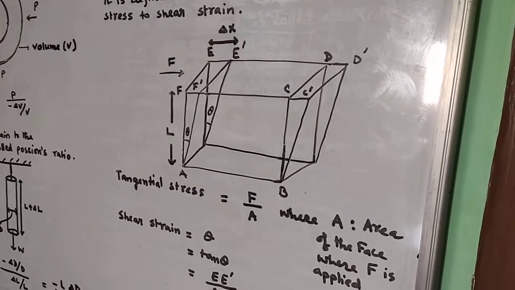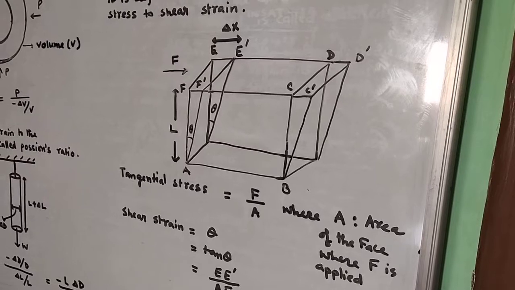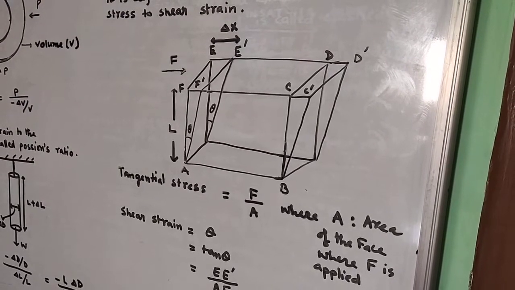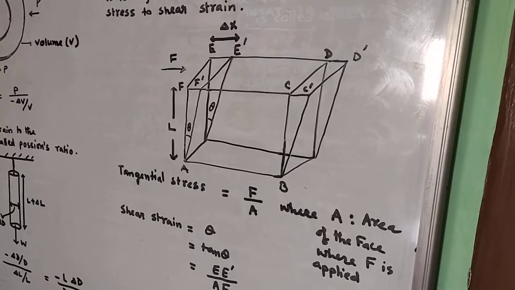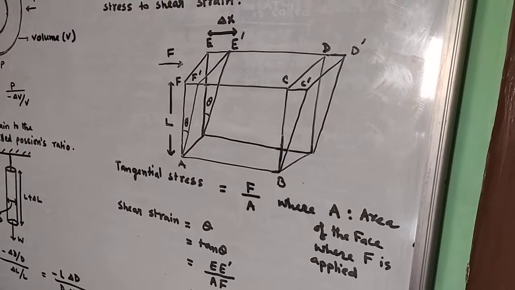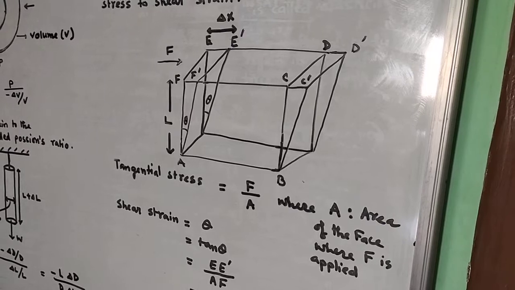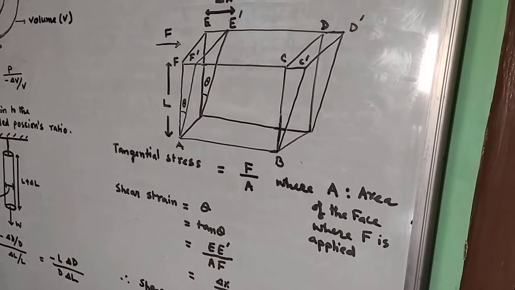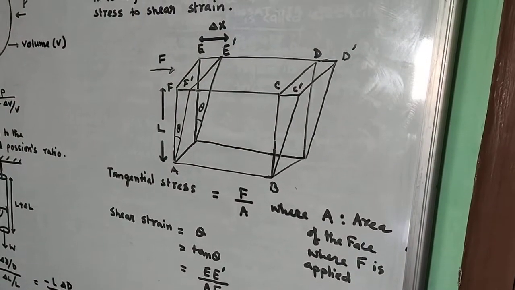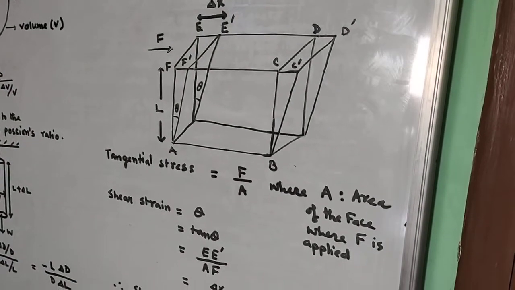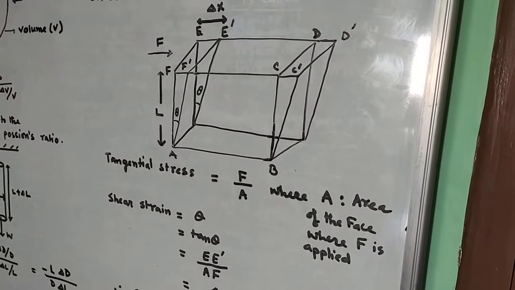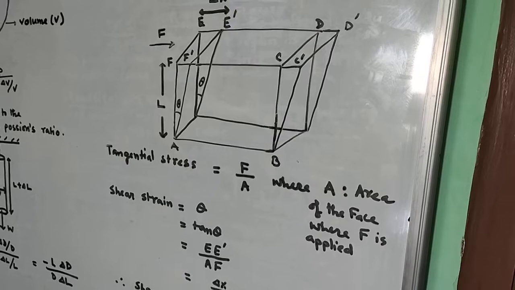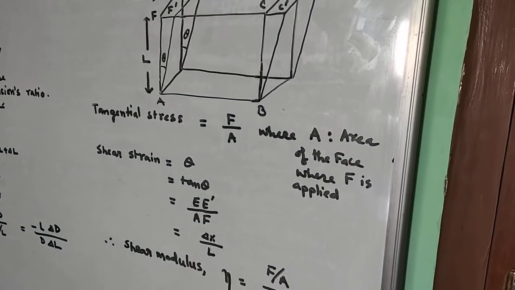So as theta is very small, that's why you can consider tan theta. Now tan theta, if you consider the right angle triangle, then perpendicular is FF dash or EE dash, whatever you consider. Here we have considered EE dash, you can consider FF dash. Perpendicular by base is AF. So EE dash or FF dash is the same, and that is nothing but delta X. So delta X by AF, which is the height of the cuboid, so delta X by L.